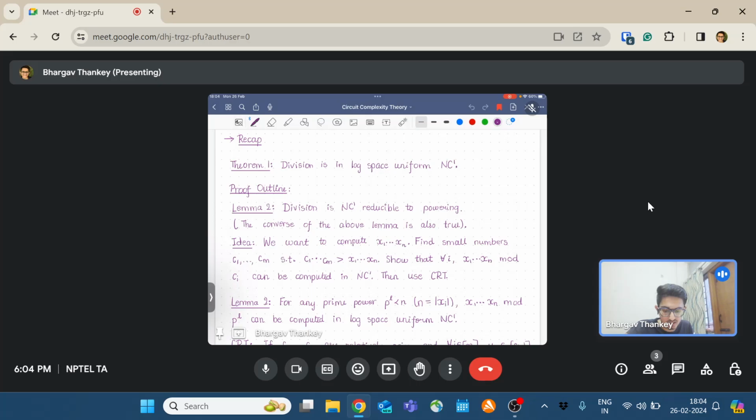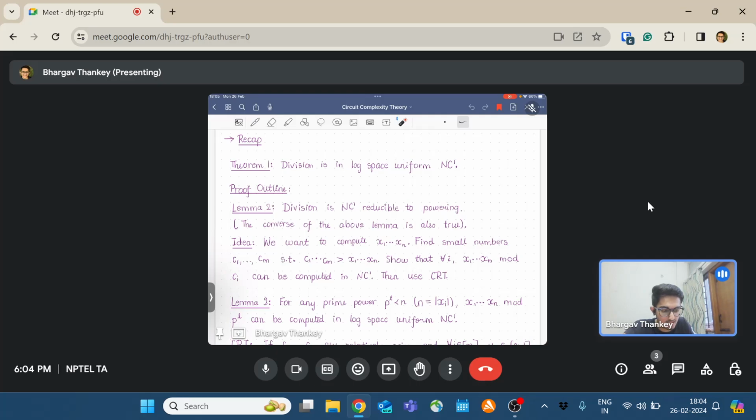We broke up the proof in two parts. In the first part, we showed that division is NC1 reducible to powering. In the second part, we tried to show that powering is in NC1. What do I mean by NC1 reducible? Division is NC1 reducible to powering means that there is an NC1 circuit which can compute division, but this NC1 circuit is not like your usual NC1 circuit. It's a special type of NC1 circuit which has oracle gates which can do powering.